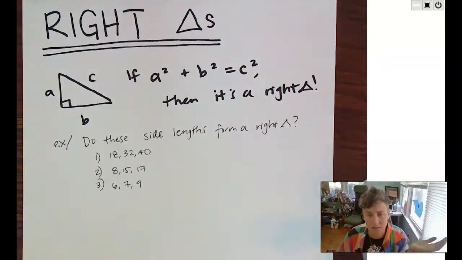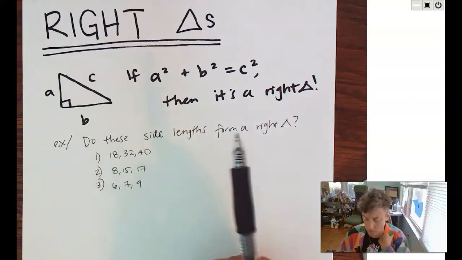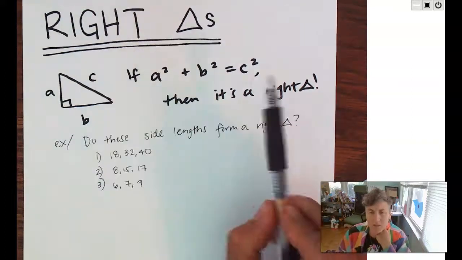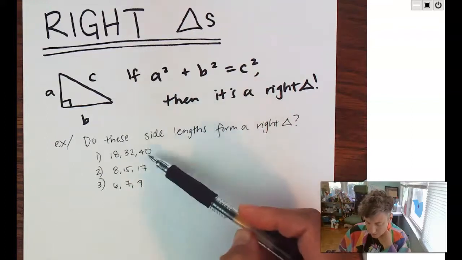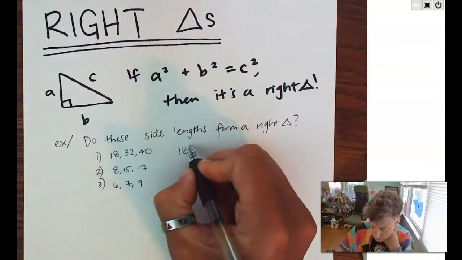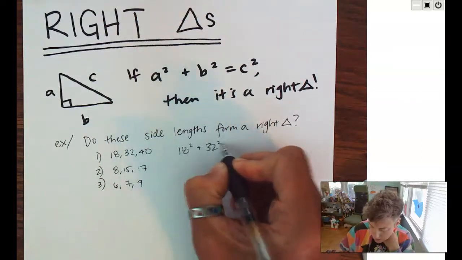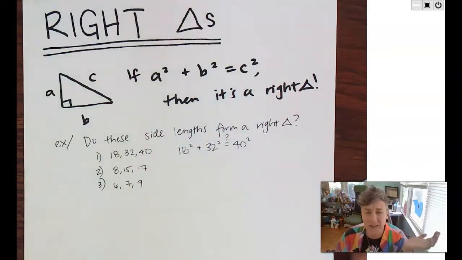We've got some examples here. Do these side lengths form a right triangle? We've got three sides. Good start. We're going to need three sides to make a triangle. We know that in the Pythagorean theorem, the c is always the longest side, so these are going to be all of our c's. So we're going to check to see if 18 squared plus 32 squared equals 40 squared. Is that true? Let's figure it out.